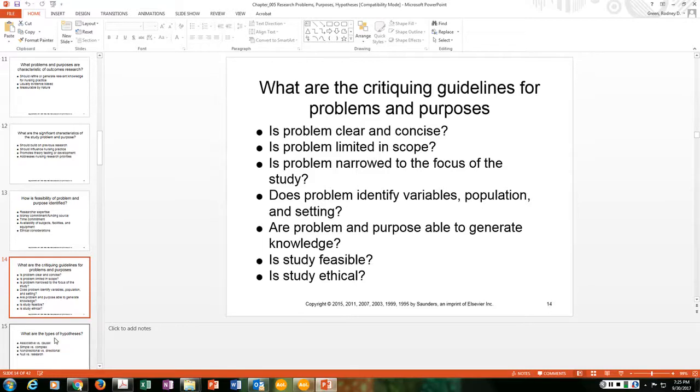So for you, this is a very important slide, number 14. What are the guidelines for critiquing problems and purposes? Okay. So as you, in your assignment, you have critique one and critique two, keep this slide in mind. Is the problem clear and concise? Is the problem limited in scope? Is the problem narrowed to the focus of the study? Does the problem identify the variables, the population, and the setting? Are the problem and the purpose able to generate knowledge? Is it feasible? Is it ethical?